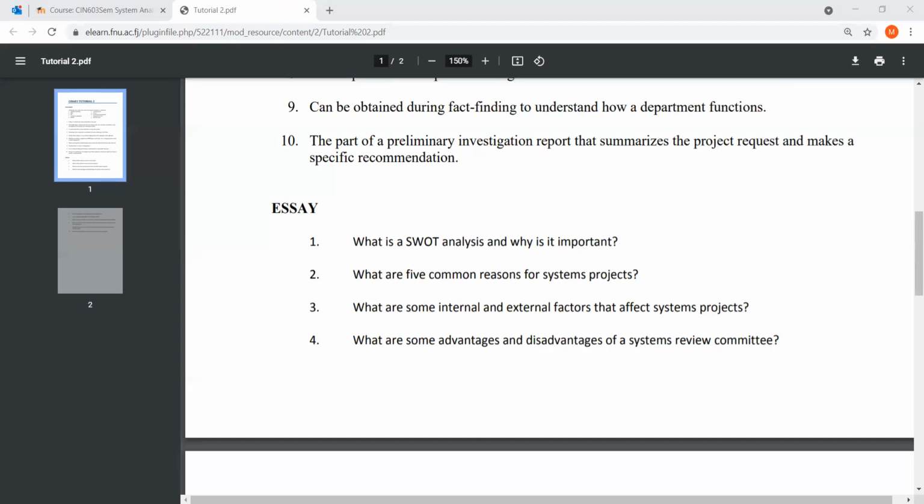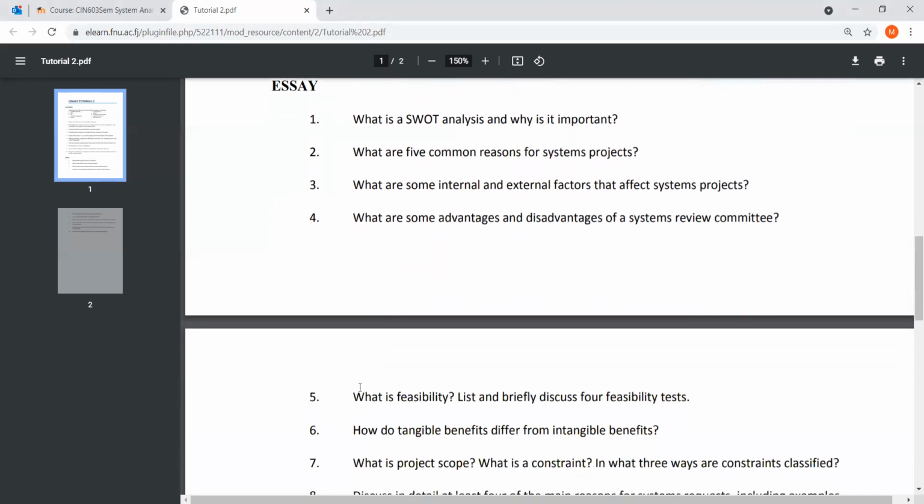Question number 4. What are some advantages and disadvantages of a systems review committee? Now, just on a side point, you should be able to know what systems review committees are. So generally, if you want to, you can write this down: systems review committee, evaluate systems requests.